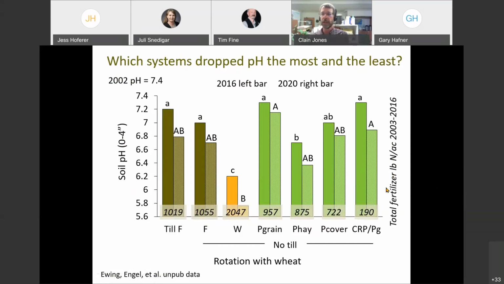And I got a question, is that pounds of actual N or pounds of urea? It's pounds of actual N. And so it might seem like a lot for most of Montana, but this is in an area where we can typically grow 60 to 90 bushels of wheat. And that's why we have such high amounts of nitrogen applied.